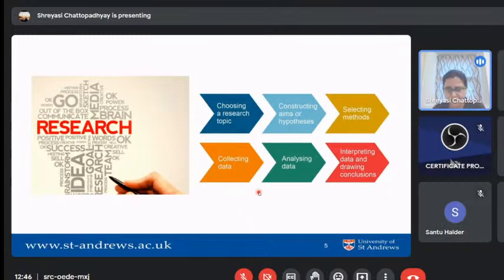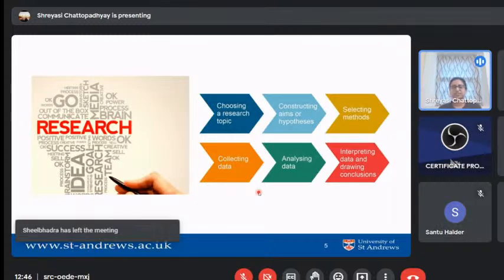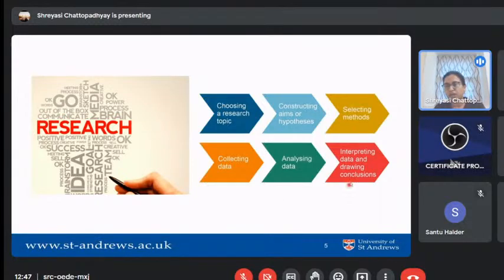So this is not the end of the research. Now we have to analyze those data to interpret what is happening, or why we are having this kind of data. So we analyze those data to reach a conclusion. So basically, if you see this diagram, you can understand research is not a single task, it is a task that depends on several steps.